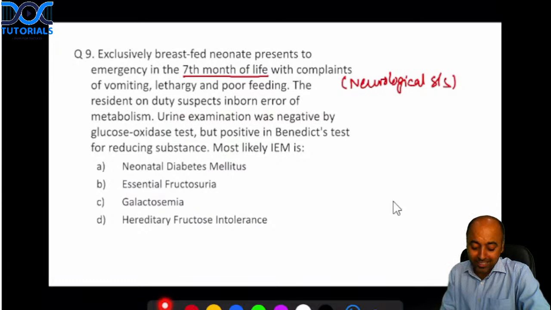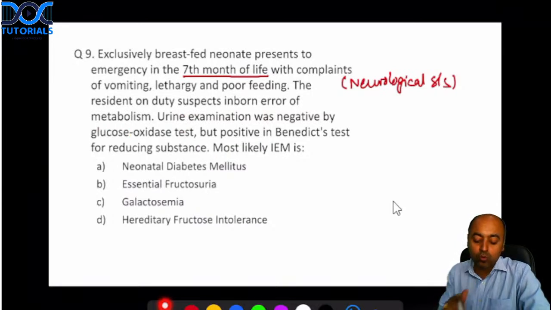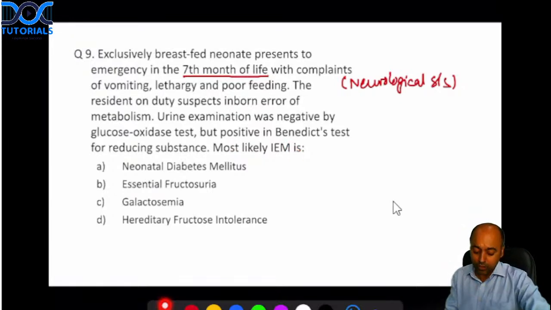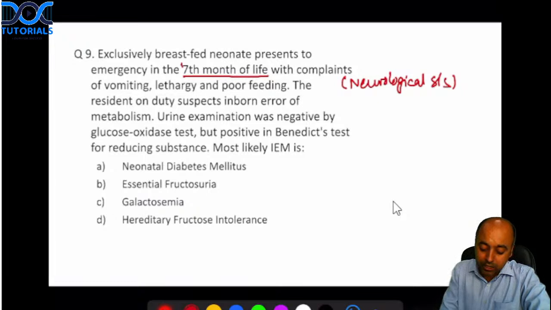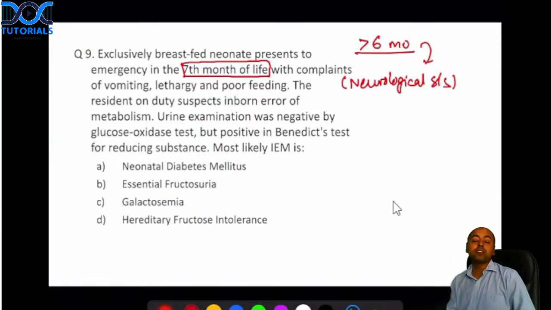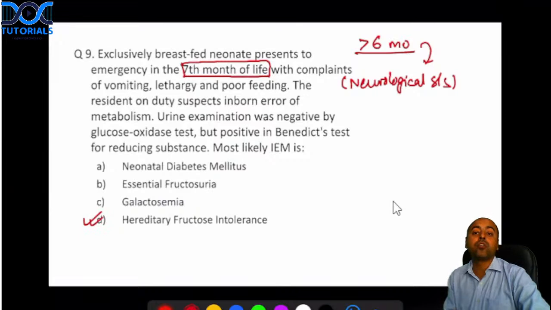Urine examination was negative for the glucose oxidase test. The glucose oxidase test is very specific for glucose, but it is positive for Benedict's test for reducing substance. Most likely inborn error of metabolism is? So here what you have to keep in mind is the age of presentation. Whenever you see any specific age which is just greater than 6 months where you have neurological signs and symptoms, immediately you have to think about hereditary fructose intolerance.